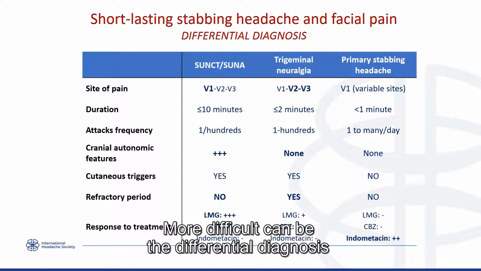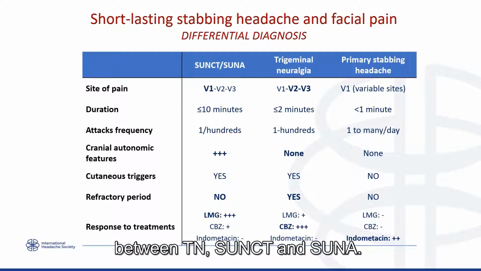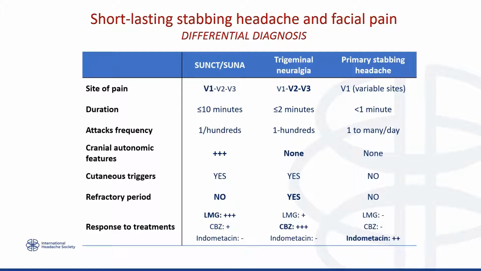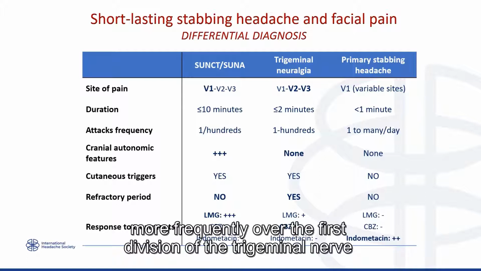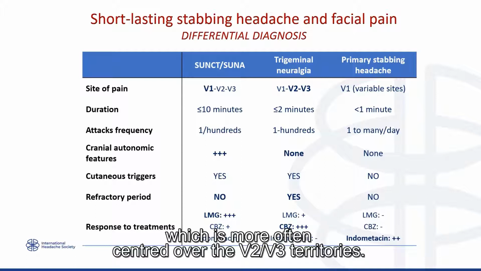More difficult can be the differential diagnosis with trigeminal neuralgia, given the broad clinical overlap between TN, SUNCT and SUNA. SUNCT and SUNA pain normally occurs more frequently over the first division of the trigeminal nerve, unlike trigeminal neuralgia pain, which is more often centered over the V2, V3 territories.